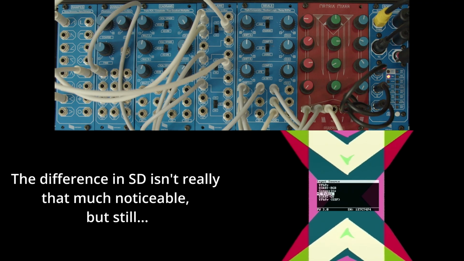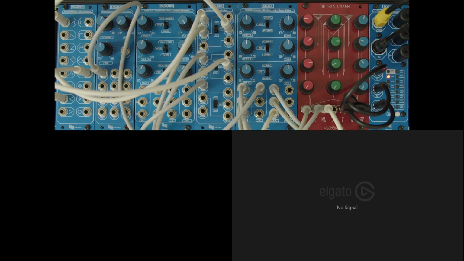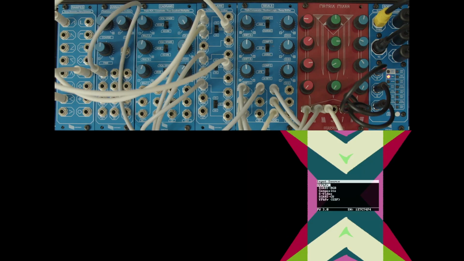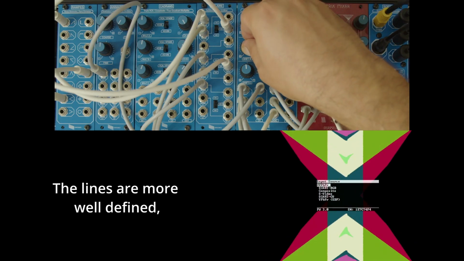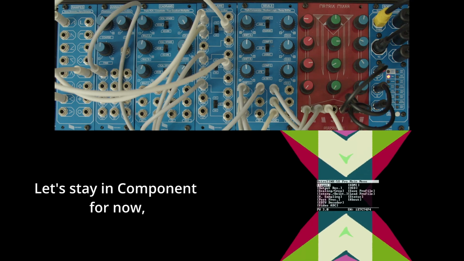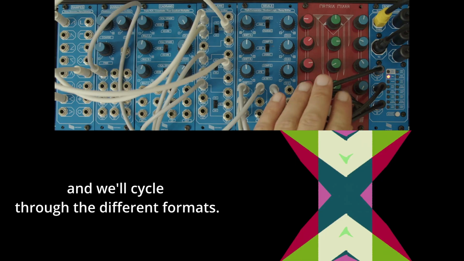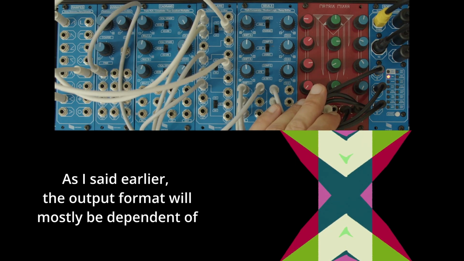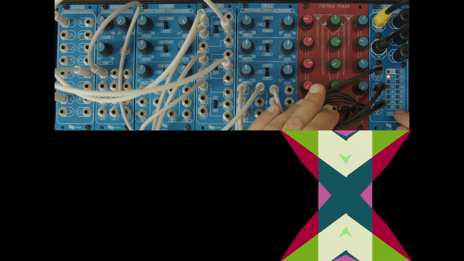The difference in SD isn't really that noticeable, but it's still there: the lines are more well defined. The overall picture is sharper. Let's stay in component for now, and we'll cycle through the different formats. As I said earlier, the output format will mostly be dependent on what you're using afterward.